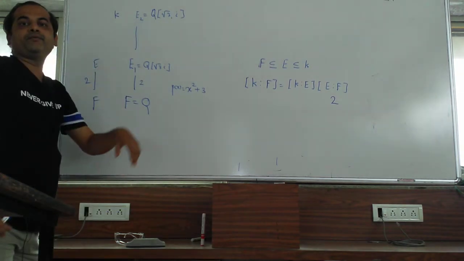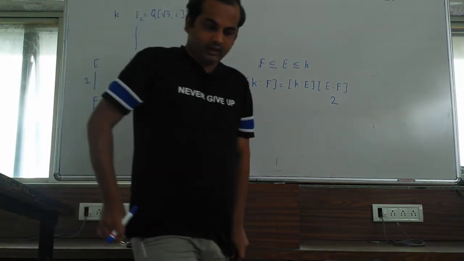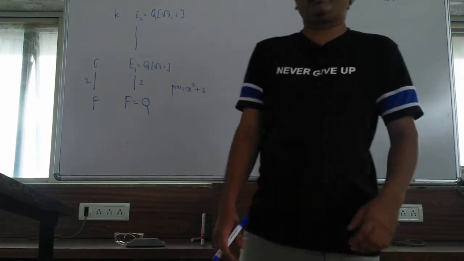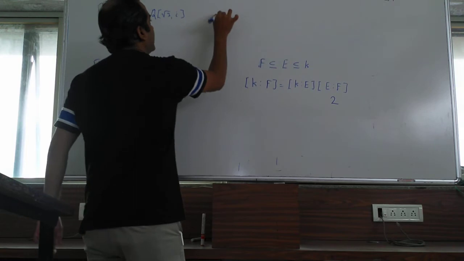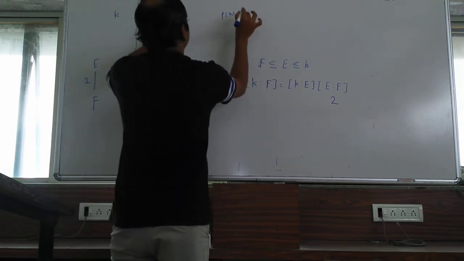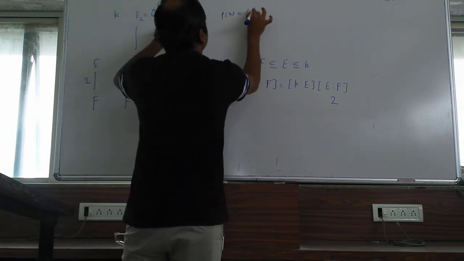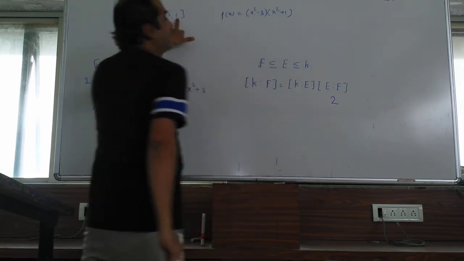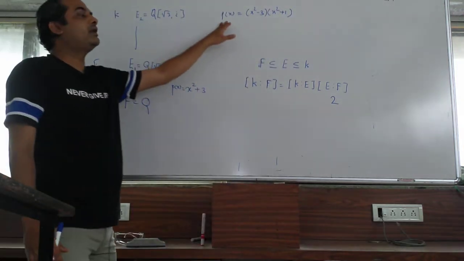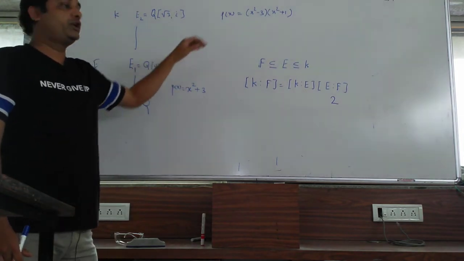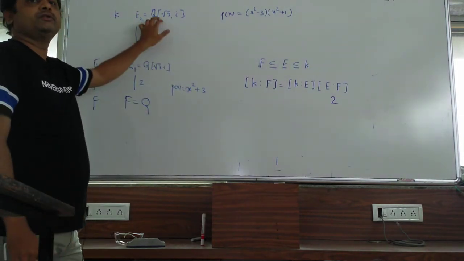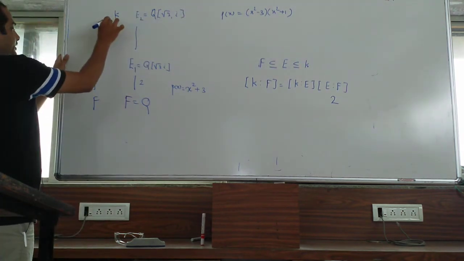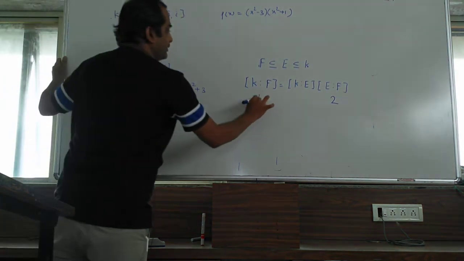So what is that P of x? It is x square minus 3 into x square plus 1, whose roots are plus or minus root 3 and plus or minus i, and this is an irreducible polynomial over Q. So what is the degree? It is 2 into 2, which is 4. So K over F is 4.